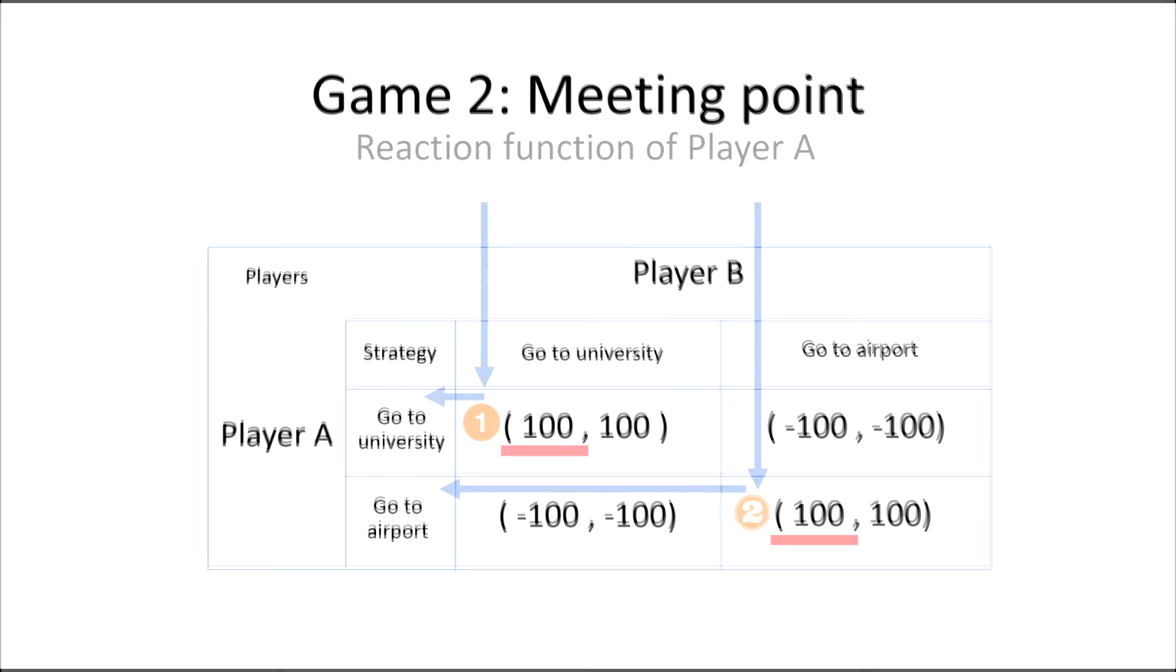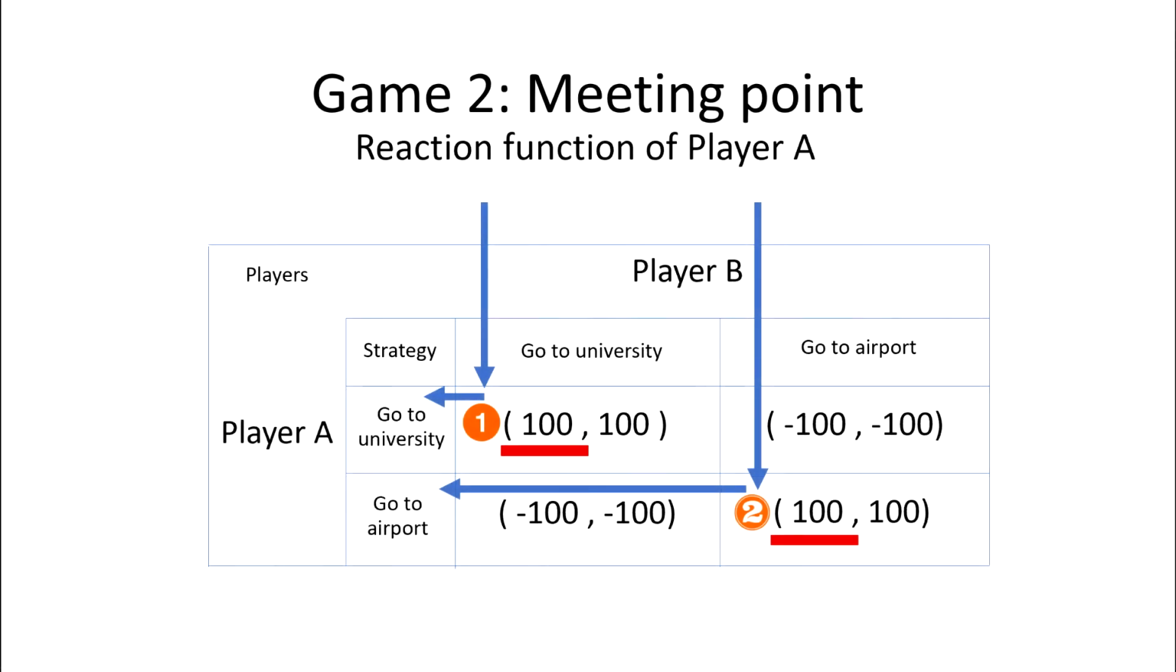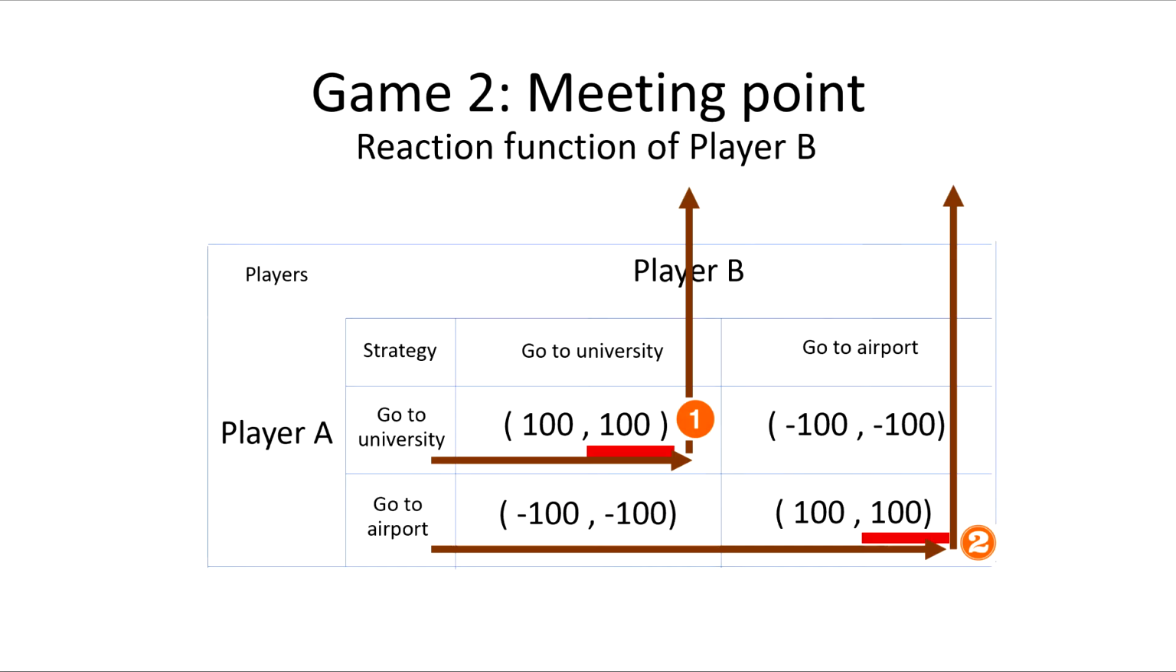Here, we have the reaction function of player A. If player B goes to university, player A will go to university, and then he or she will gain 100 U-tunes. But if player B goes to the airport, then player A goes to the airport too, and he or she will gain 100 U-tunes. So we have two reaction functions of player A.